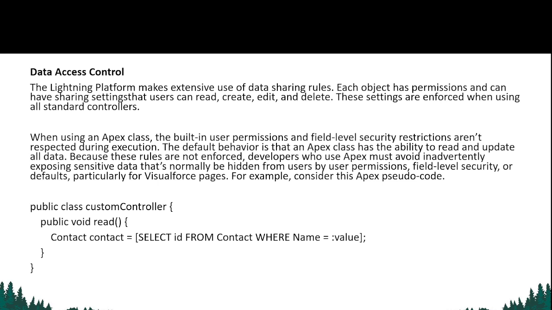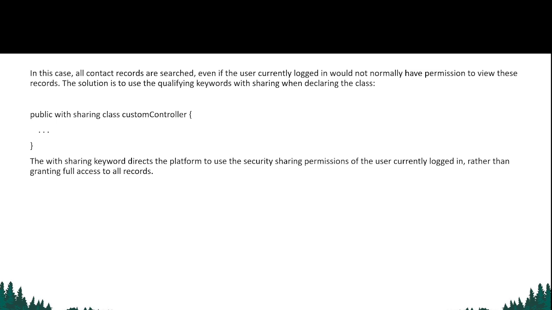I have to create a Visualforce page. For that the Apex code is written. Sensitive data can normally be hidden from the users by user permissions, field security or defaults. From here I am also applying the query. The class is made public, that is custom controller, and then public void read, and then you are saving the contact and selecting ID from Contact where the name is provided. So all the IDs where you have a certain name value will be given to you.